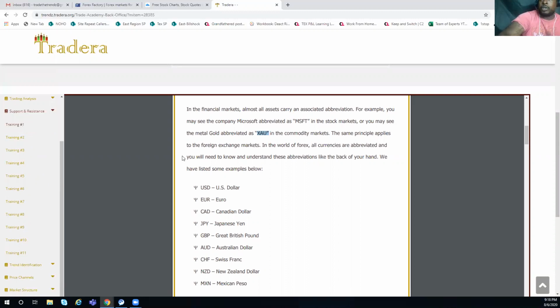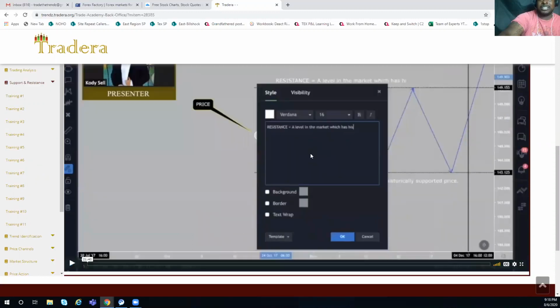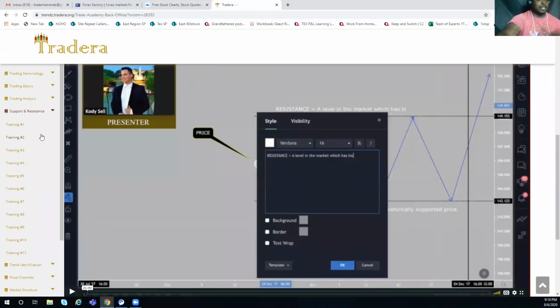This is where it gets even more interactive. With our video sessions, which are between 20 and 30 minutes, we have 11 of them just on support and resistance alone. That breaks down the zones, as you can see in the market, and what price is doing in these zones.